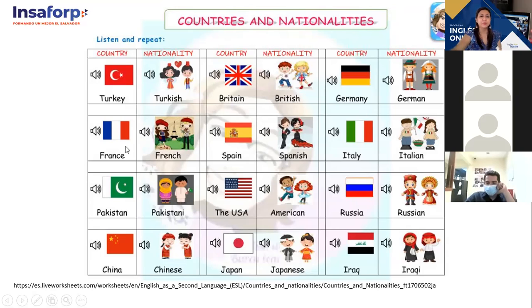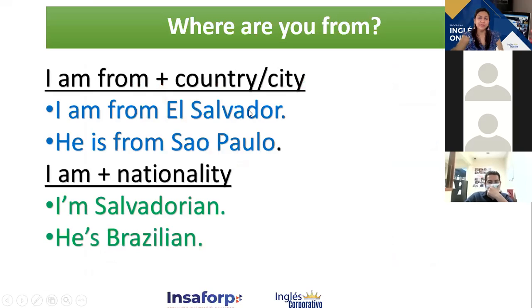Okay, so those are some countries and some nationalities. Our country is El Salvador and our nationality is Salvadorian. When we talk about our country or nationality, we use the following structure. Well, the question is, where are you from? Where are you from? Or where is he from? Where is Barack Obama from? Where is Vladimir Putin from? Where is Zelensky from? Etc.